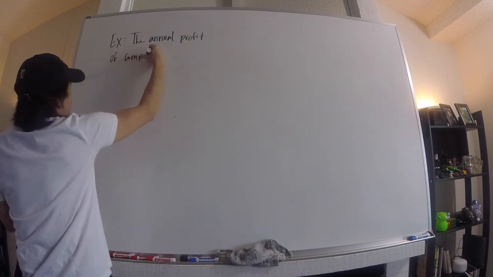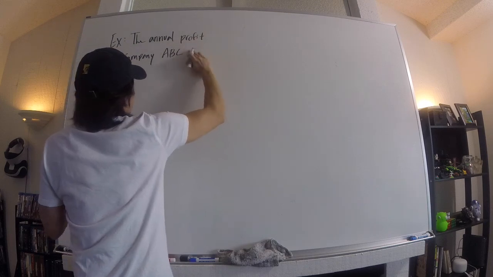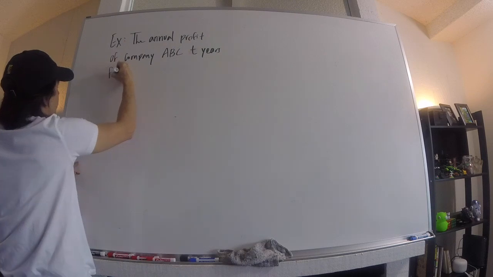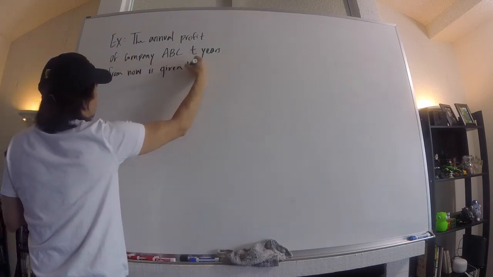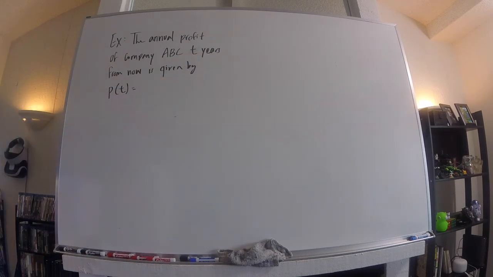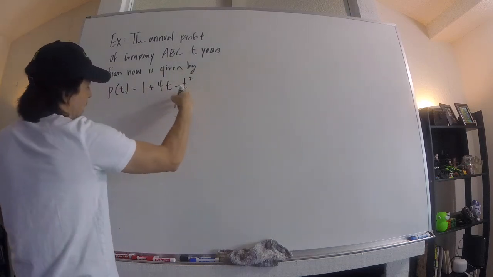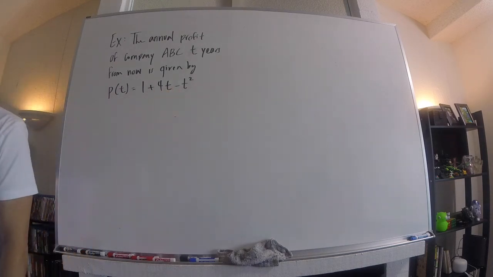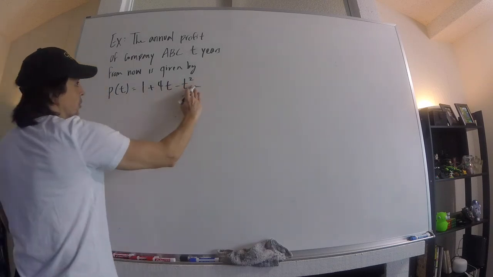Let's say company ABC, T years from now, is given by P of t equals negative t squared plus 4t plus 1. It does have a negative in front of the square term. That makes it a downward facing parabola. Millions of dollars, let's say again.